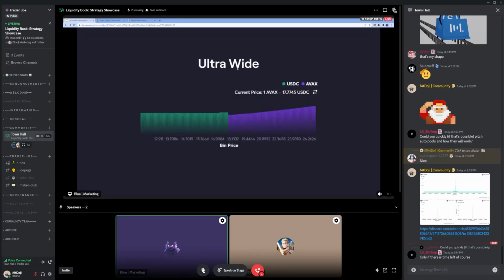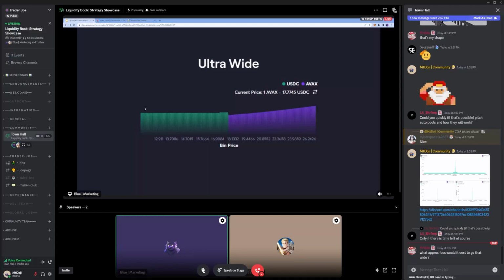Ultra wide. So this is probably one of the best kept secrets on the UI or UX. You can deploy over any width of price range that you want to. You can go wider than wide. You can go ultra wide. So in this example, USDC AVAX, pretty much from about $12 up to about $26.